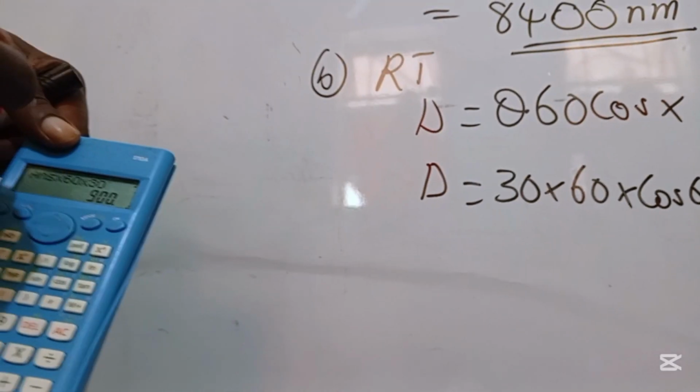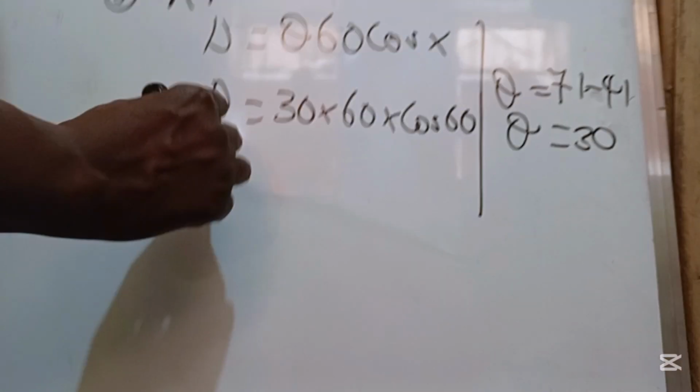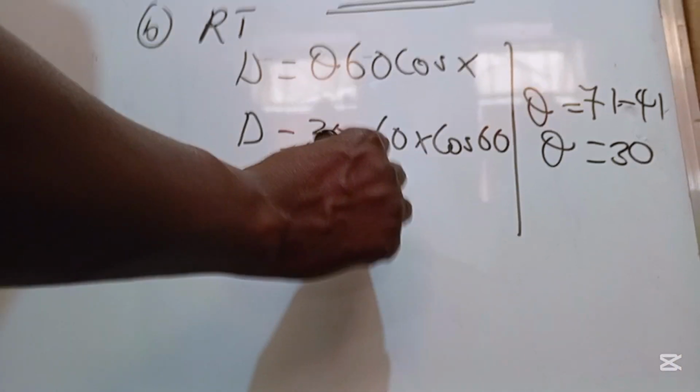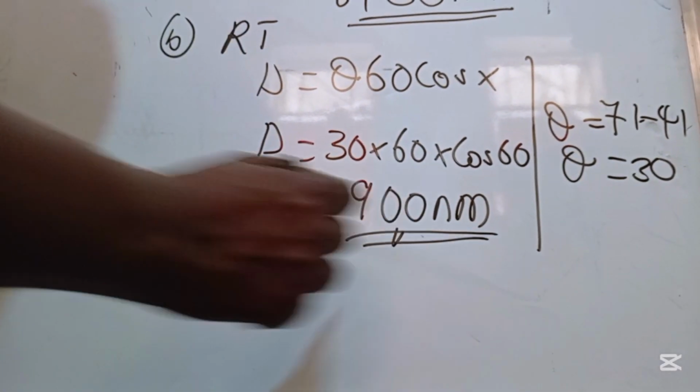So this 900, I'm saying, how do you do it? You say, okay, this 900, you write 900 nautical miles. It means we are done with this question.